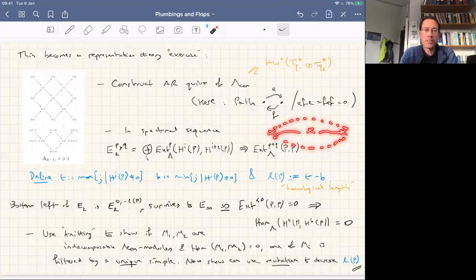So the geometric things that we see turn out to match up very beautifully with the output of the representation theory. Okay, I'll stop there.